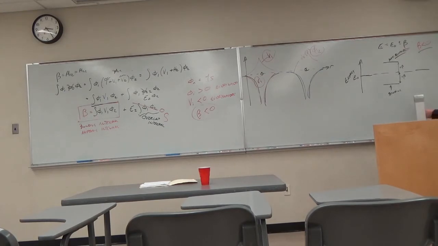Our bonding states, EB is equal to E0 plus beta, because beta is less than 0. And EA, anti-bonding, is equal to E0 minus beta. Okay, so we've got those.